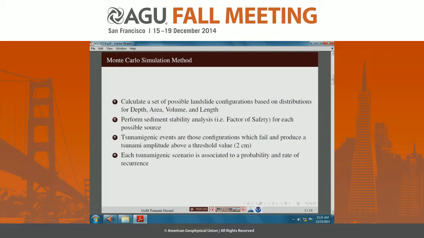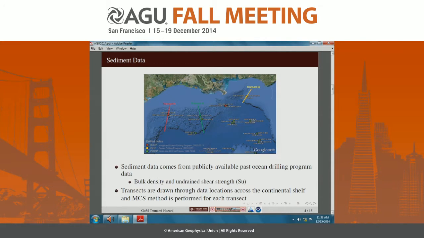General overview of our MCS method. We first calculate a set of possible landslide configurations based on distributions specifically for depth, area, volume, and length of the landslide. Then we perform a sediment stability analysis wherein we calculate the factor of safety to determine if a slide will fail or not. And then those events which do fail and produce a tsunami amplitude above a certain threshold are considered tsunamigenic. And for our study, we choose that threshold value to be 2 centimeters. So any wave produced over 2 centimeters we consider to be a tsunami wave. And then each of these scenarios can be associated to a certain probability or rate of recurrence.